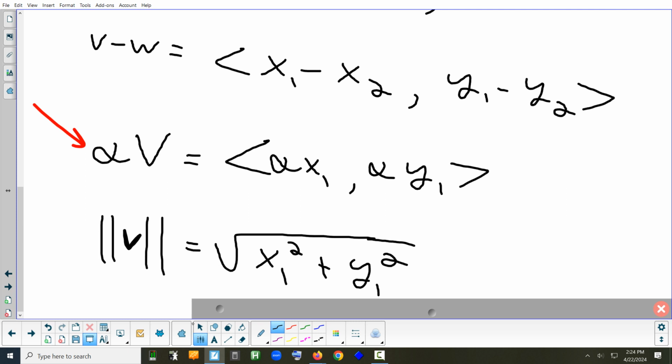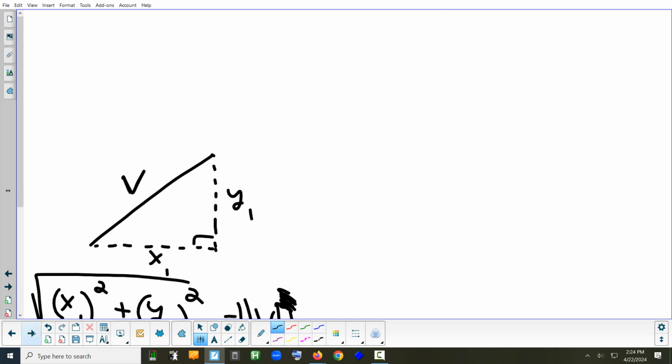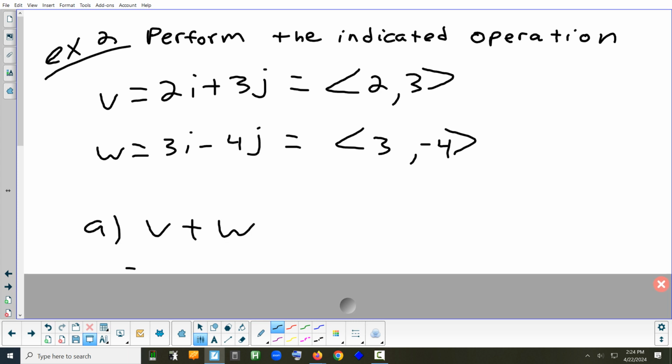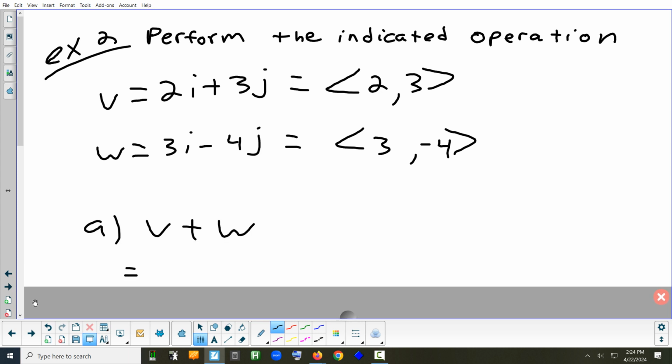Everyone have the formula? All right, so here's our two vectors. I've written them both in the unit vector notation and the algebraic notation. Usually you don't see it written twice like that, but I wrote it twice. Okay, first thing I want to do is v plus w. Okay, no sketch, just numbers.